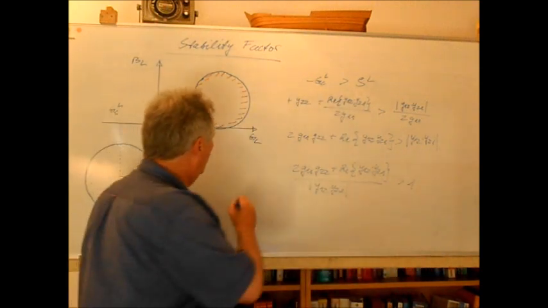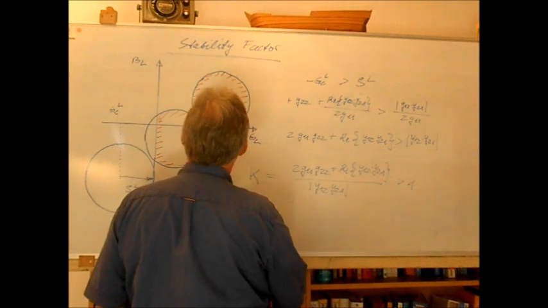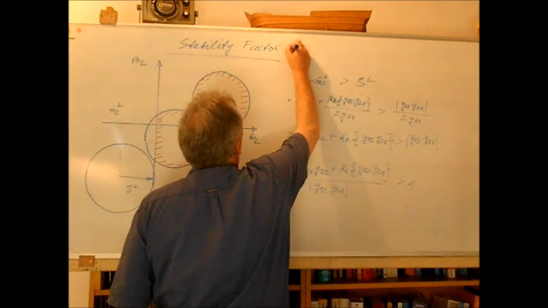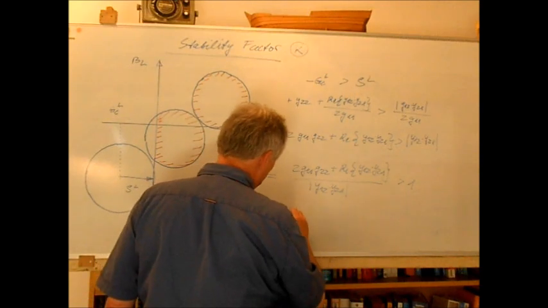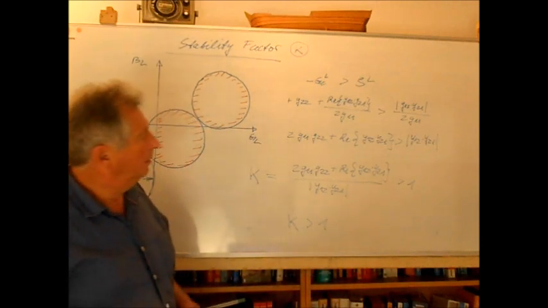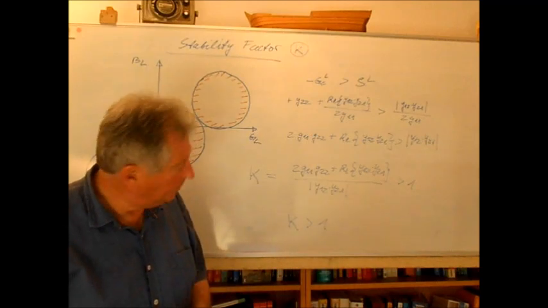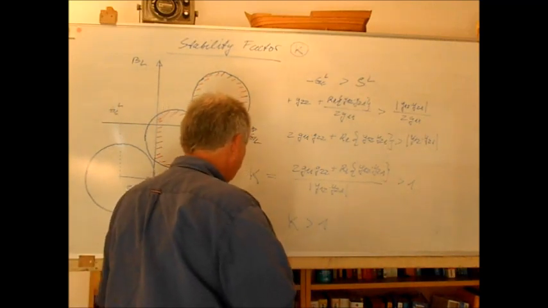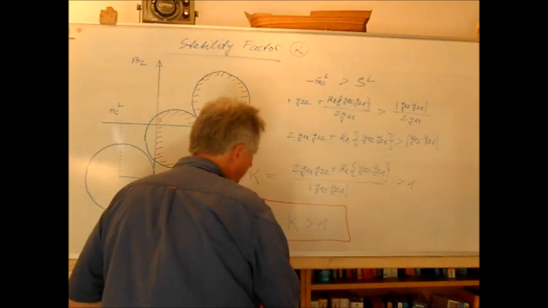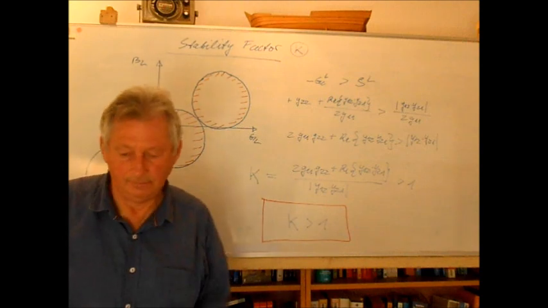Normally one defines this to be K, the stability factor. So K is our stability factor, and as soon as K becomes greater than 1, our transistor is in principle stable. This we will also check with the help of the simulation.